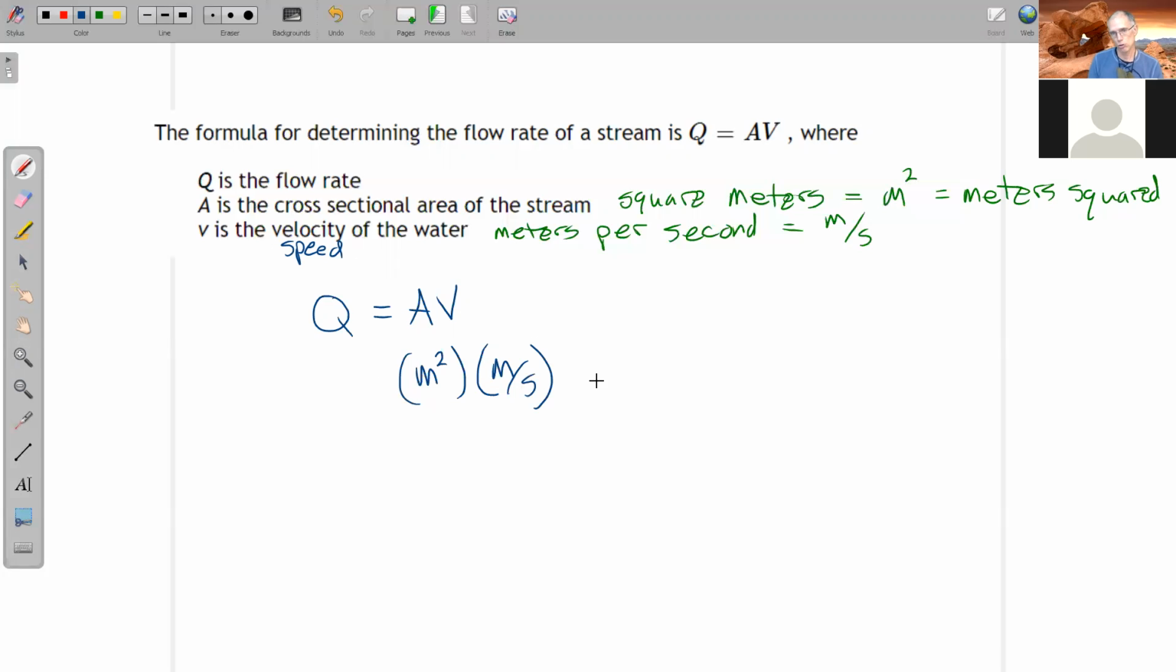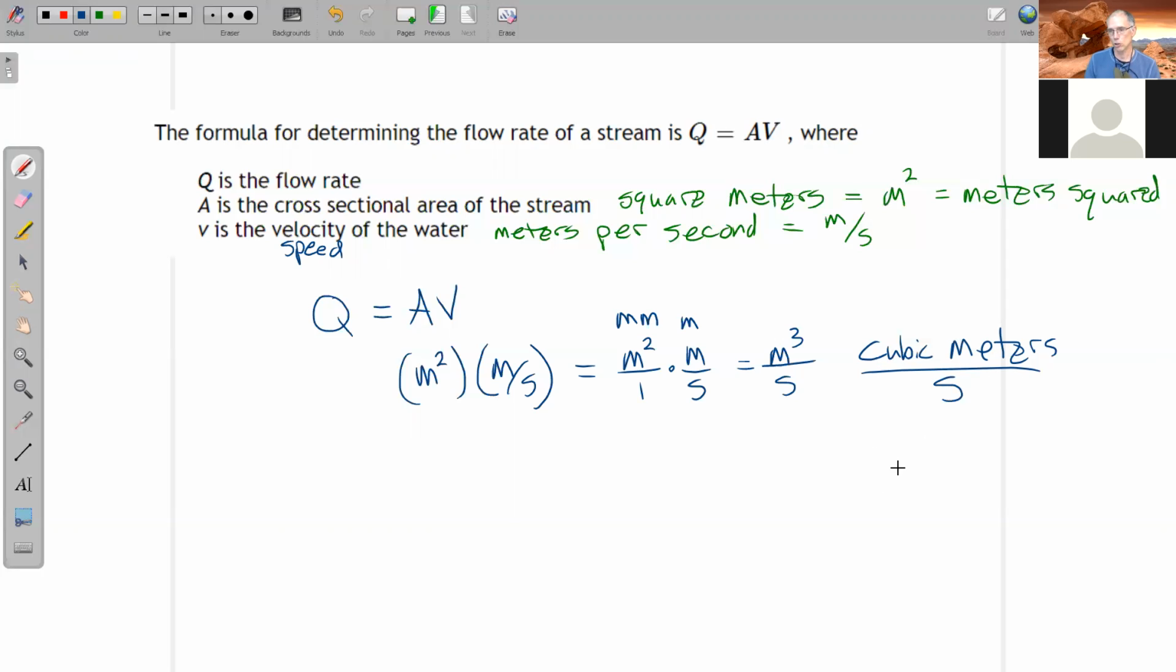And if we put those two units together to multiply fractions, I would write that as meters squared over 1 times meters over seconds. Meters squared really means meters times meters, and now I'm multiplying by another meter. So my numerator is now meters cubed per second. And so meters cubed, we often read as cubic meters per second.